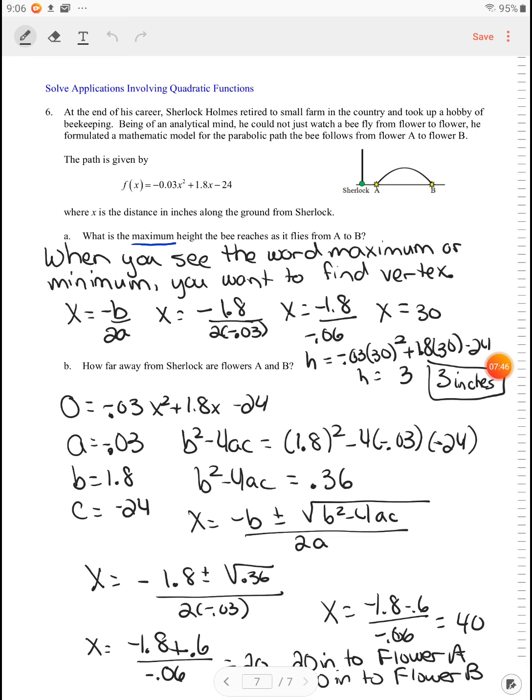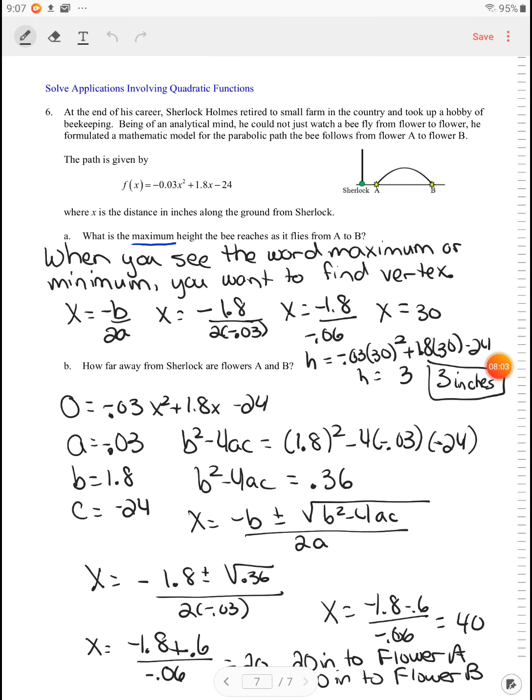Then it says, how far away from Sherlock are the flowers? A and B. Anytime you want to find how far or when something hits the ground, that means y equals 0. And in this case, I have to use the quadratic formula.